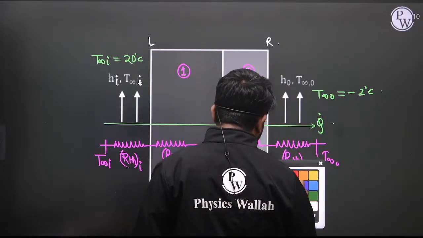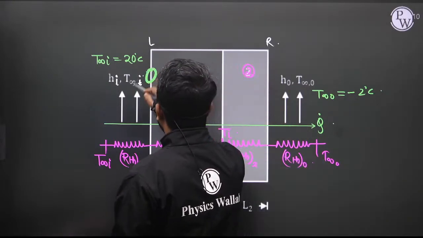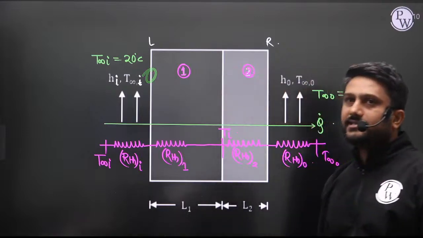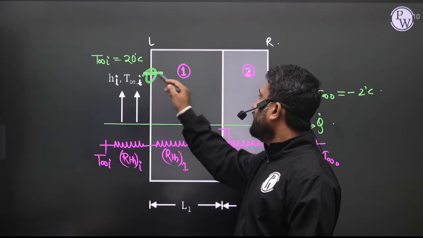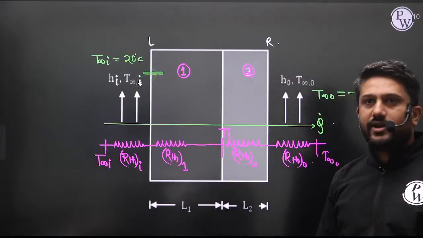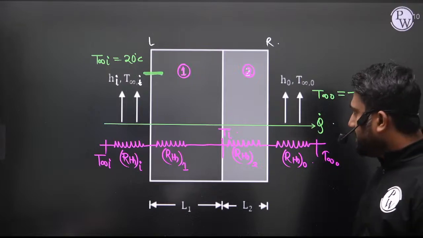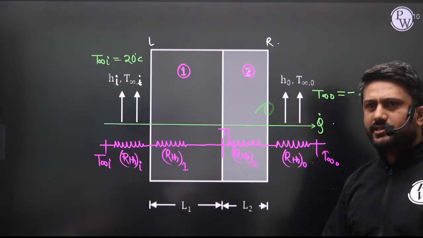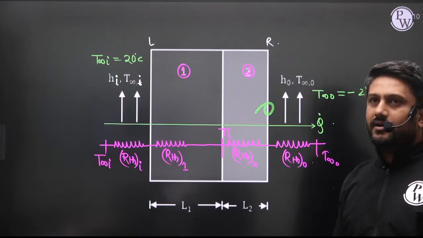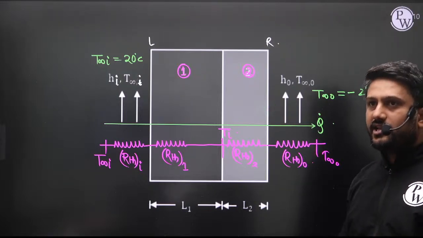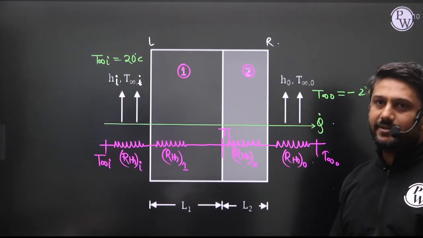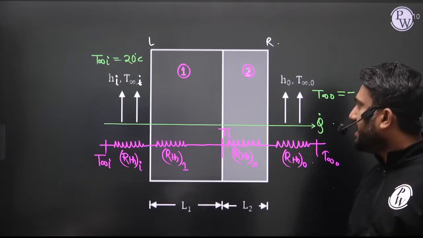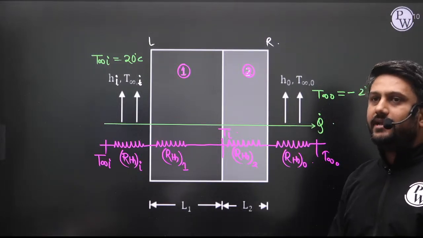If someone asks you to find out this temperature, let us consider this temperature is TL. If someone asks you to find out the TL, you can calculate TL also now. If someone says find out this TR, you can calculate TR also now, right? So this is one problem related to the series connection. So I hope you can understand the logic behind the series connection.